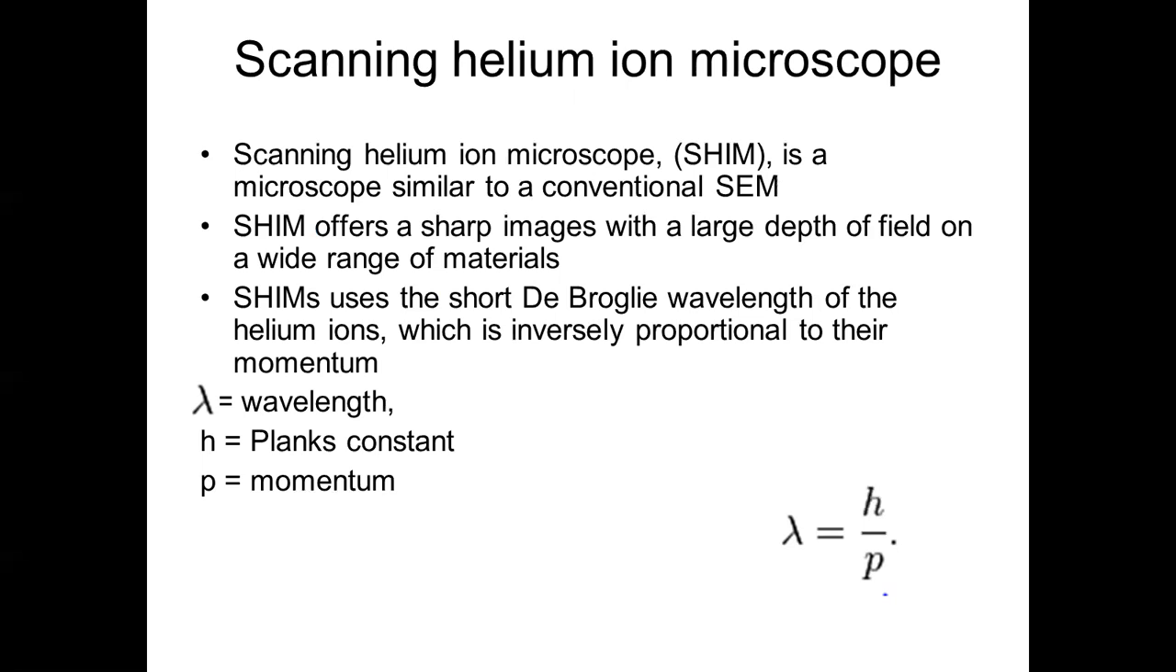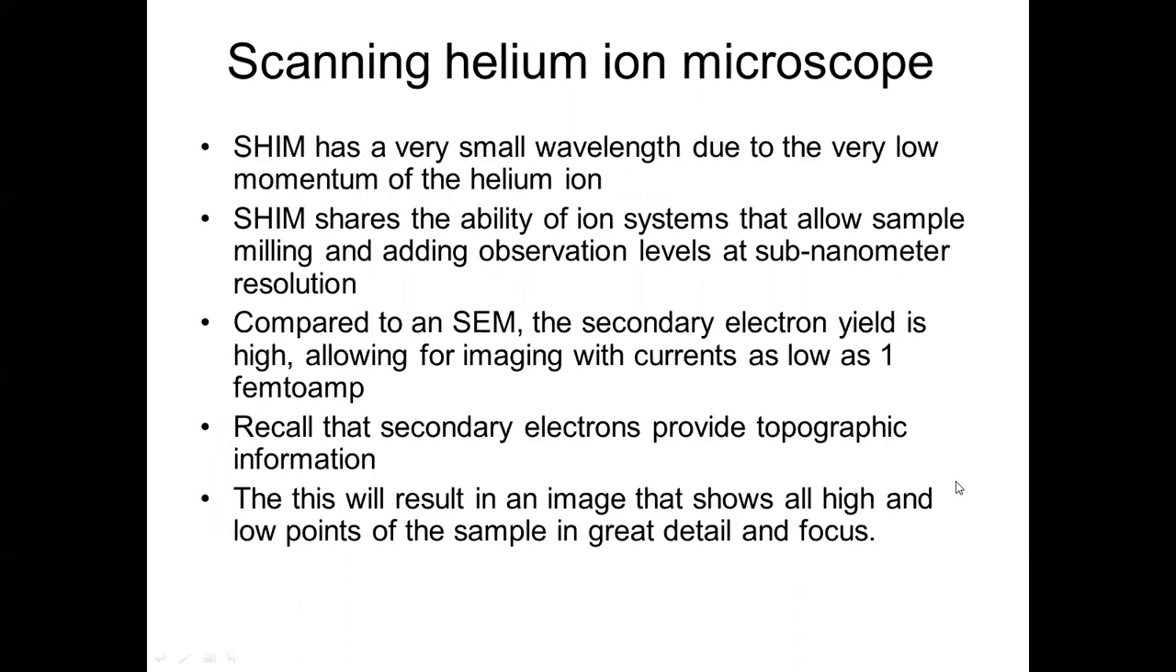So SHIM uses a short de Broglie wavelength of helium ions, which is inversely proportional to their momentum. We can take a look at this equation. We can see that the wavelength is equal to Planck's constant divided by the momentum. So SHIM has a very small wavelength due to the very low momentum of the helium ion.